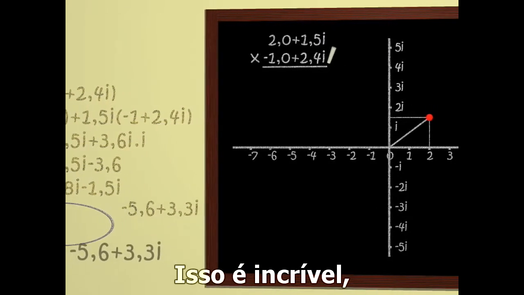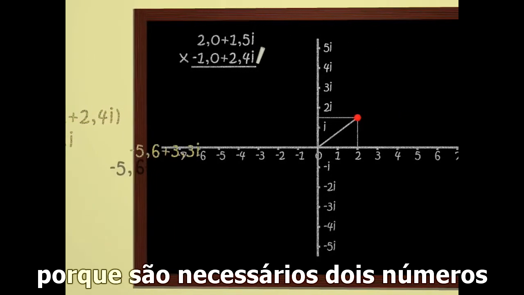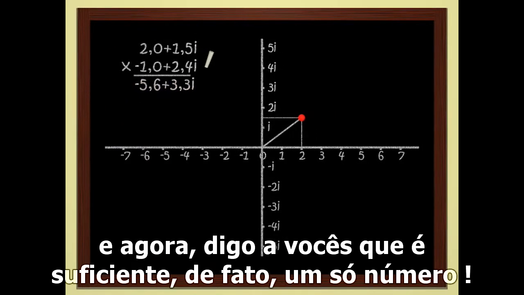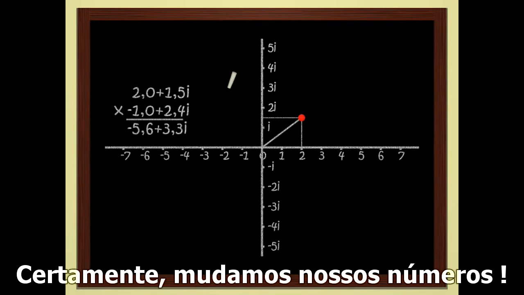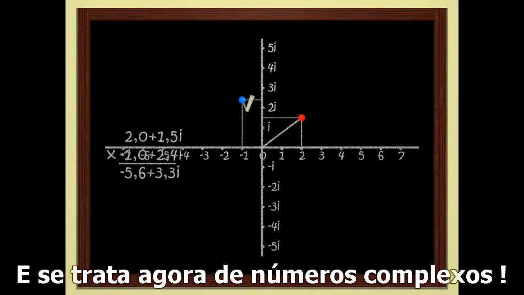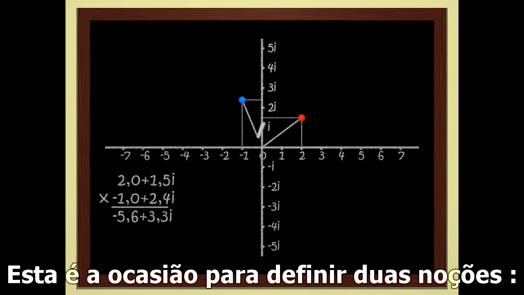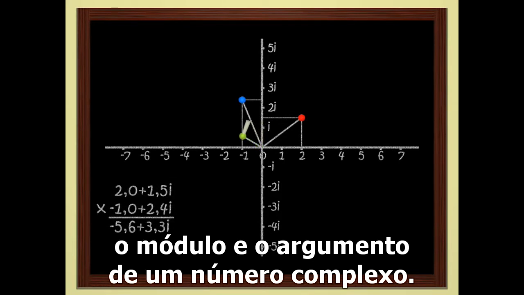That's amazing. We thought that the plane was dimension 2, since 2 numbers are necessary to locate a point. And now I'm telling you that 1 number is enough. Of course, we changed our numbers, and now we are dealing with complex numbers. It seems the right time to define 2 notions, the modulus and the argument of a complex number.